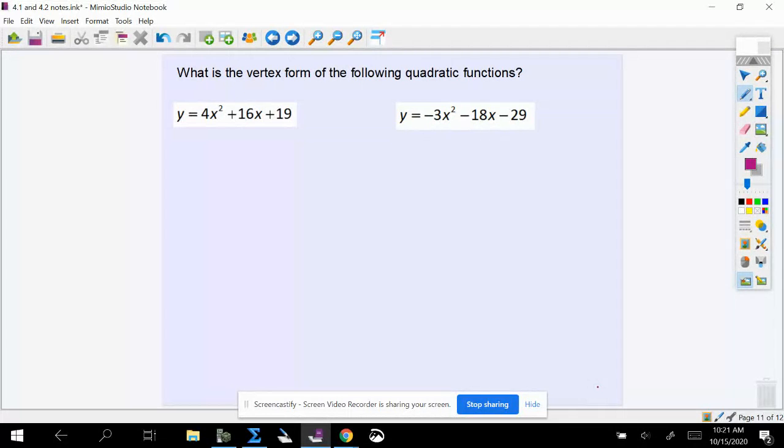These are giving you a standard form equation. So this is a standard form of a parabola, and it's asking you to switch it to vertex form. So I want to make sure you're comfortable with that. Couple things that you should know just by looking at it.